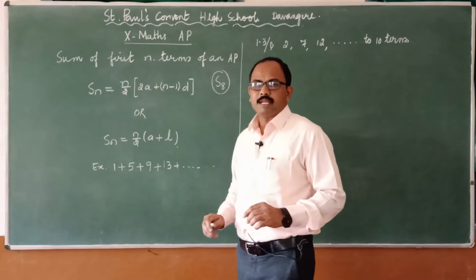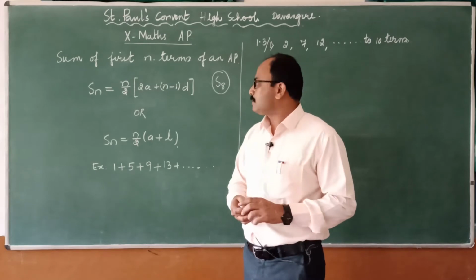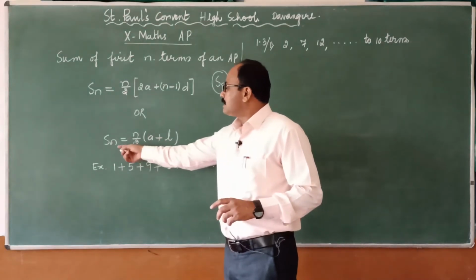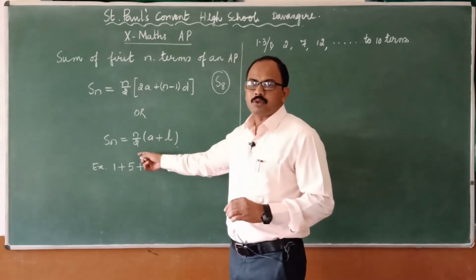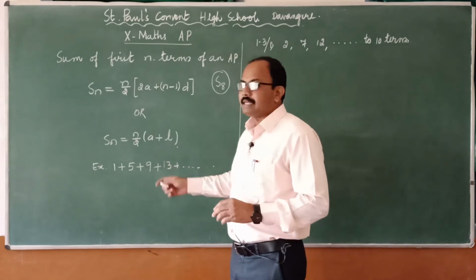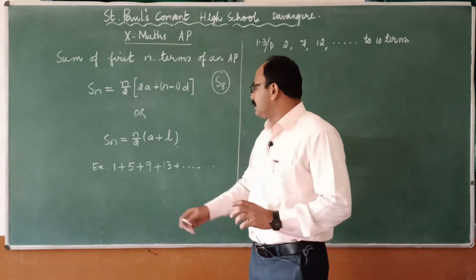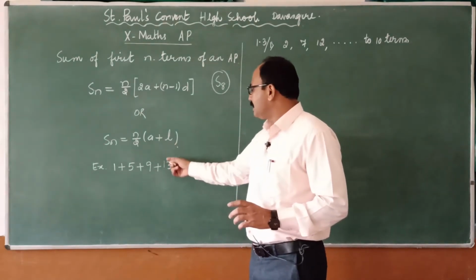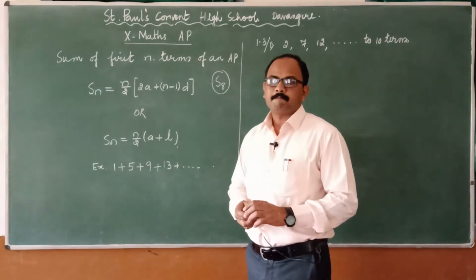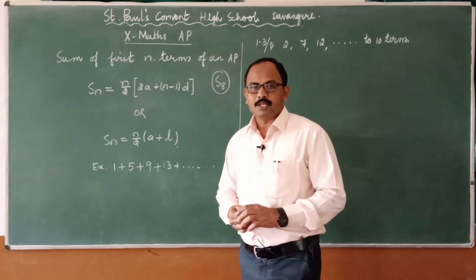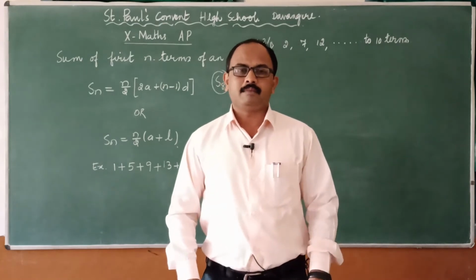So to find out the sum, we have two formulas, children. Based on the situations, you can select which formula to be used. The second formula: the sum of n terms of an AP is calculated by n by 2 into a plus l, where l represents the last term. If the last term is given, directly you can use this formula. If the last term is not given, you can use the first formula. Therefore, please learn these two formulas. This lesson is purely based on formulas, children.